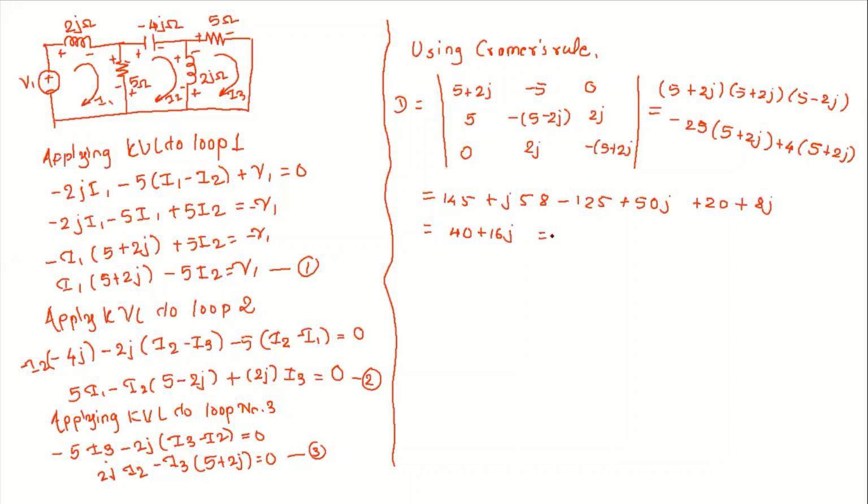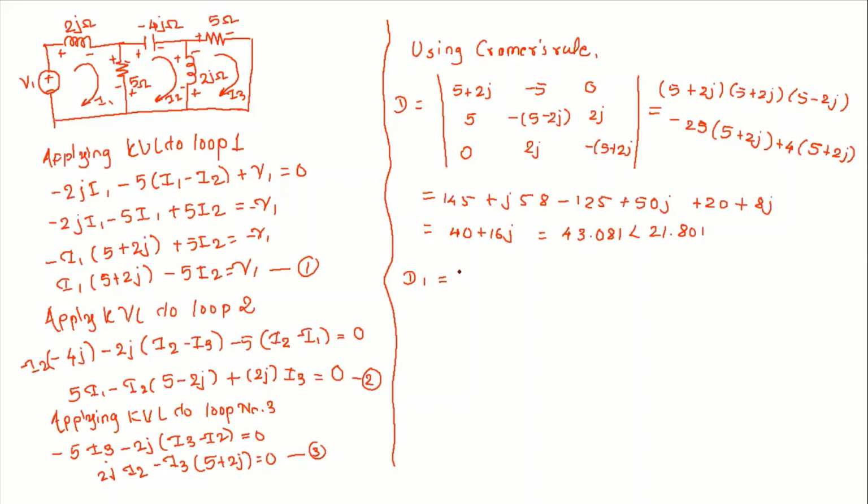And I'm going to resolve this one by converting it into the polar form. I'll get 43.081 at an angle 21.801. Same is the case for D1 and D3. Why D1 and D3? Because we have to identify the ratio of I1 by I3.